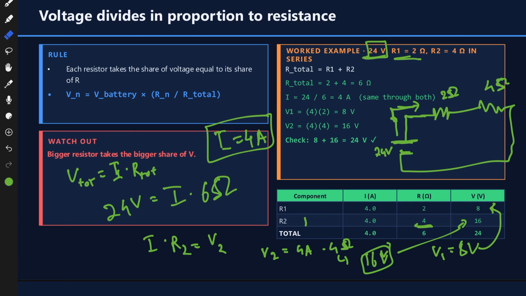And similar to resistance, voltage adds as well, okay? So voltage adds, then the total voltage is just the sum of both the voltages. 8 plus 16 is 24. Total resistance is the sum of both the resistances. 2 plus 4 is 6. And the total current is always the same, okay? So current doesn't change, it's the same.